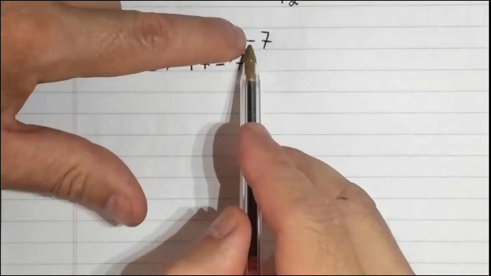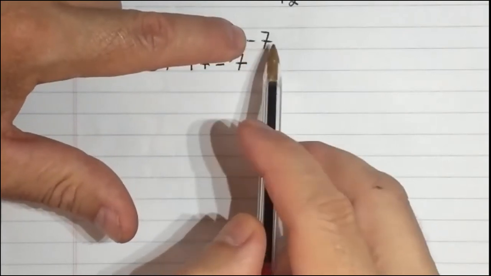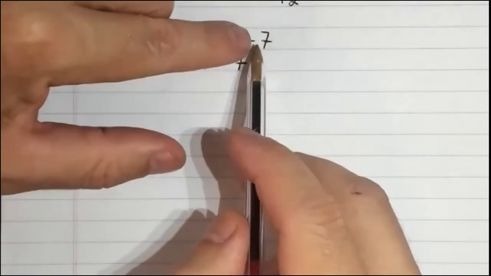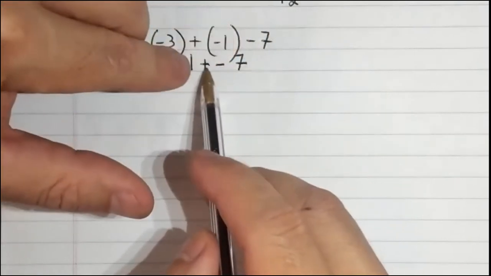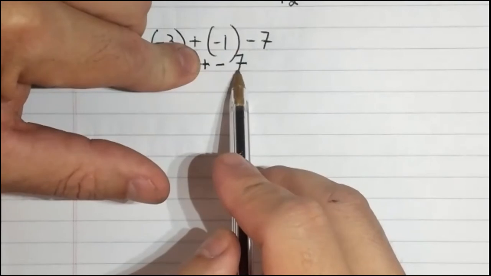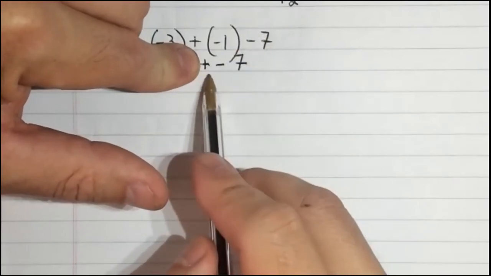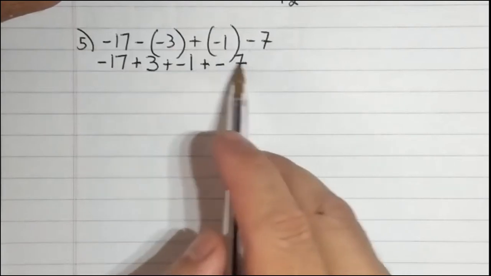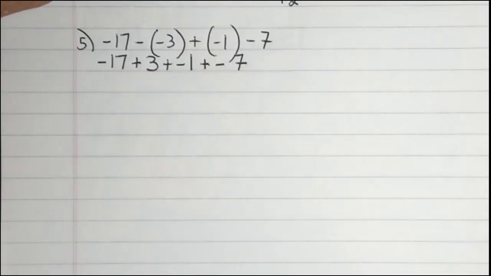Since I'm adding here, I don't have to change anything, I'm just moving that information down. But when I come here, you'll see -7. Okay, so that -7, we have to change to a plus -7. So what we have here is a bunch of addition operations that we have to do.